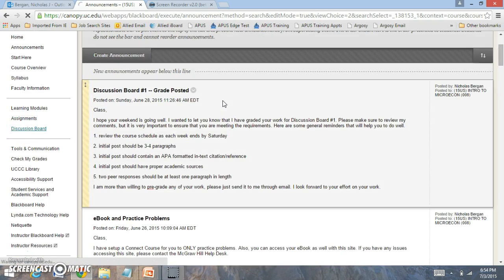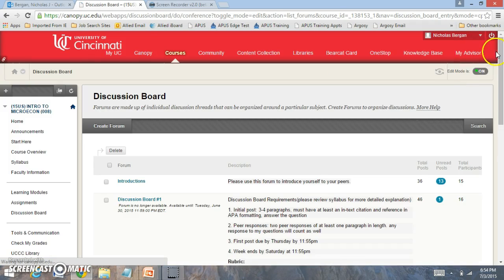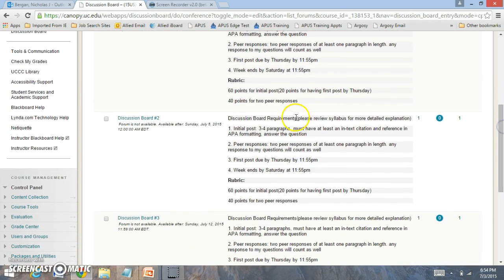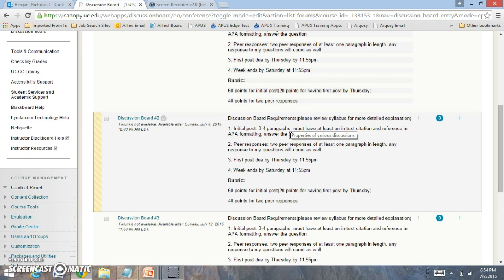On the discussion board, let's go through the requirements. You need to make sure that you have an initial post of 3 to 4 paragraphs. In your initial post, you need to make sure to have an APA formatted in-text citation or reference to support your work, and 2 peer responses. The first post should be due by Thursday night, and all your remaining peer responses should be due by Saturday. The grading of your posts is 60 points for the initial post, 20 points for having your first post by Thursday, and 20 points each for your peer responses.